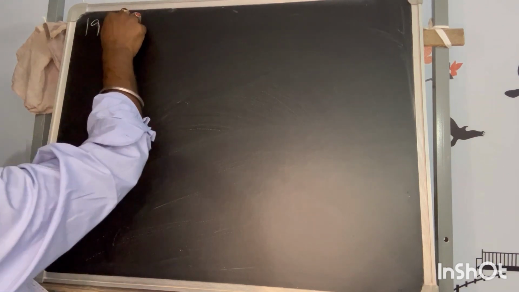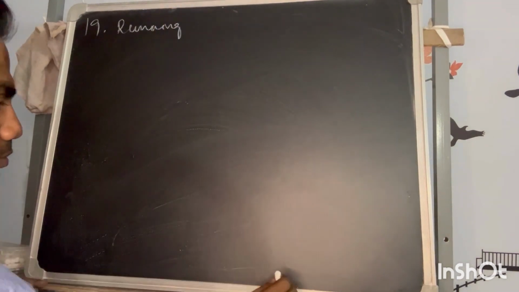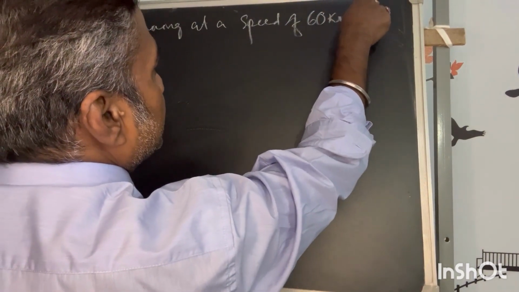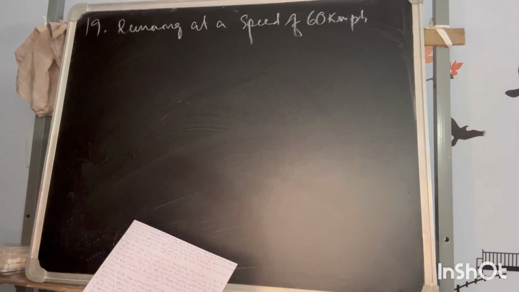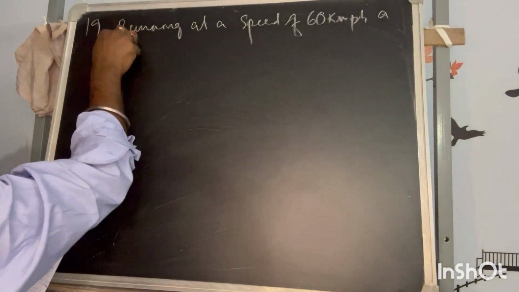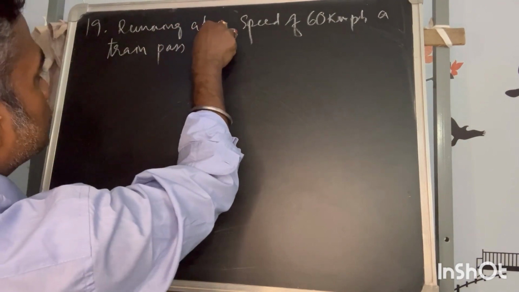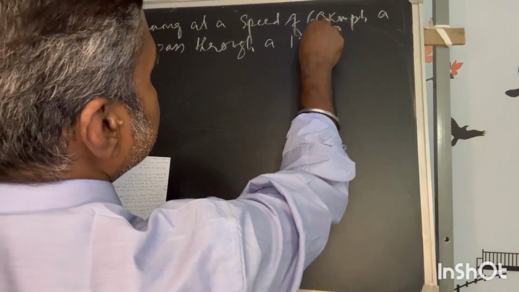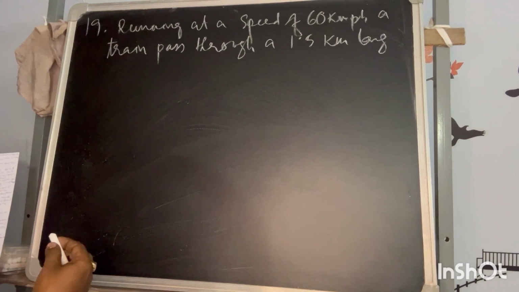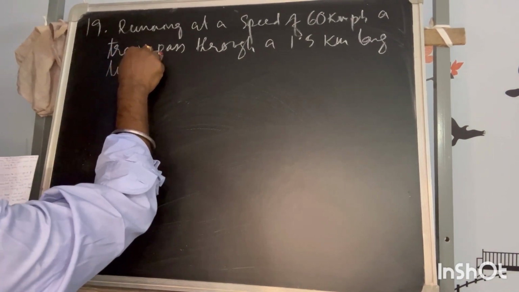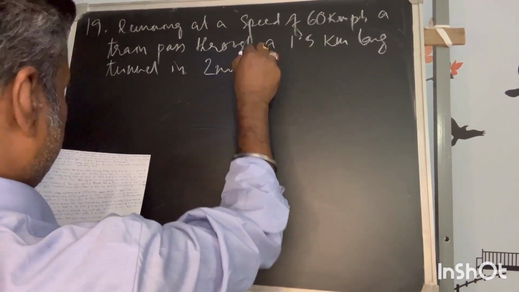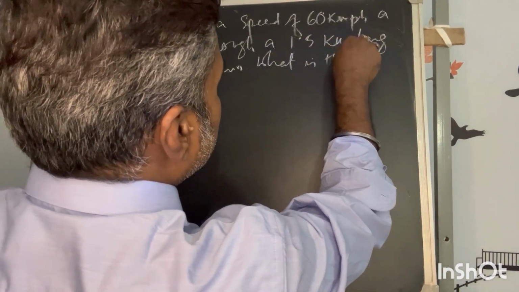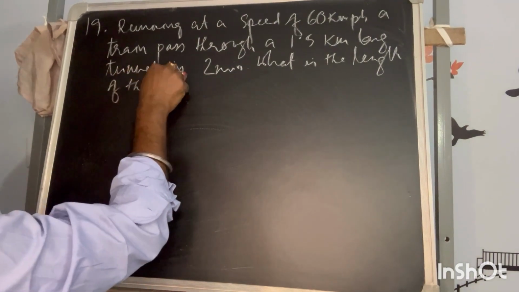Running at a speed of 60 kmph, a train passed through a 1.5 kilometer long tunnel in 2 minutes. What is the length of the train?